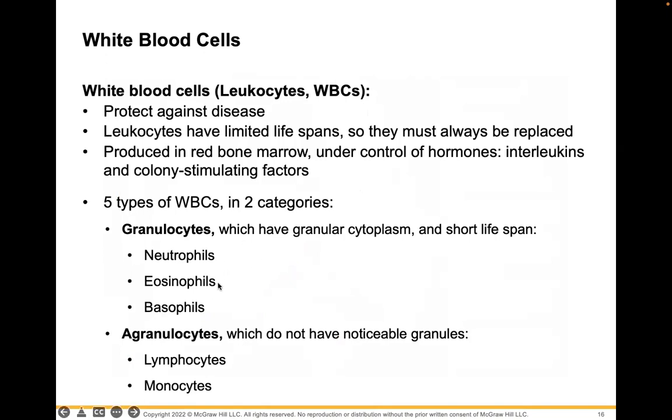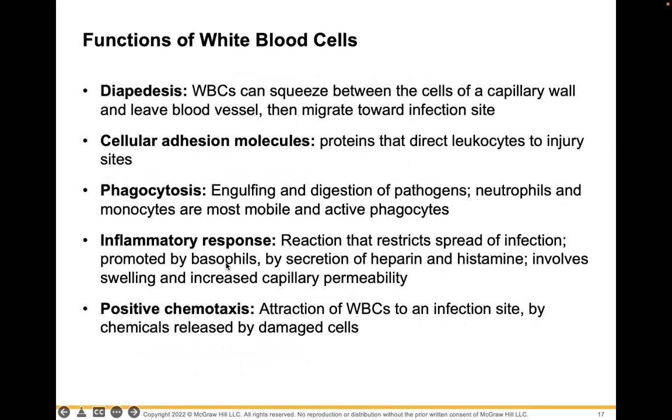We already mentioned granulocytes versus agranulocytes. You have lymphocytes and monocytes in the agranulocyte world, and neutrophils, eosinophils, and basophils as granulocytes. Now, what can white cells do? They can do something called diapedesis. Dia means complete or thorough. Peds means to walk. So it can completely walk through and squeeze through capillary walls of a blood vessel and actually move towards an infection site.